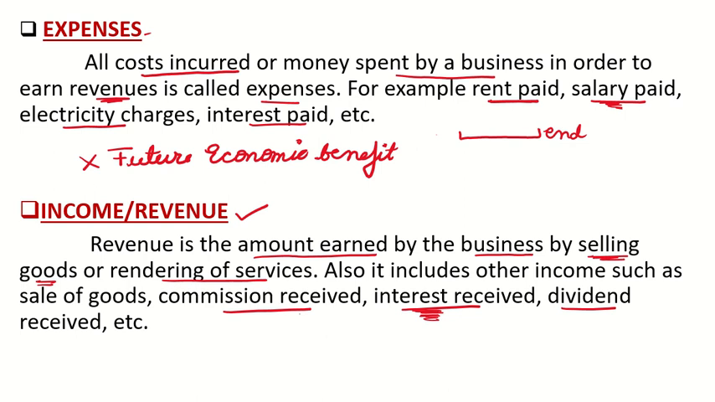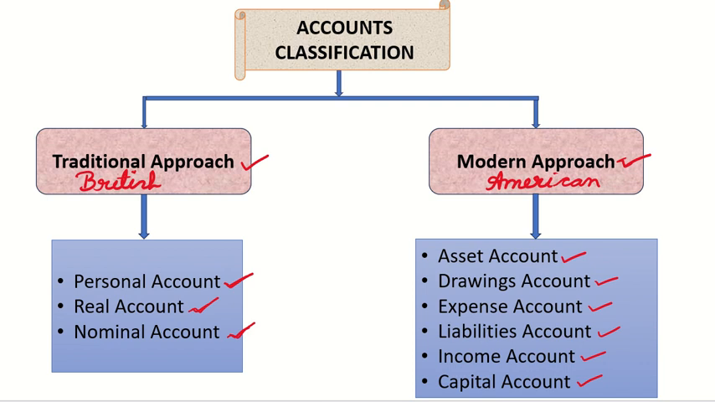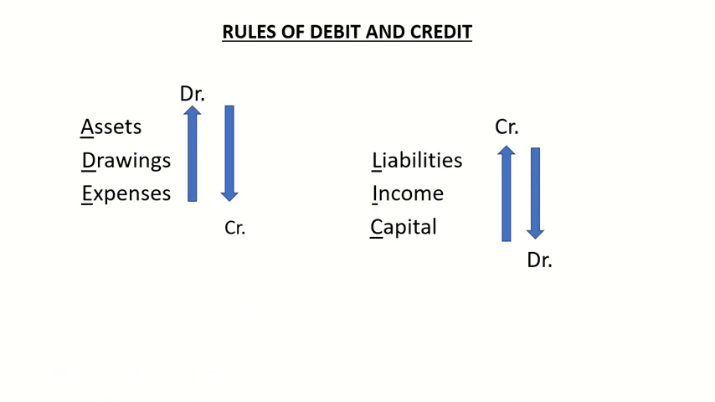In the same way, commission received and dividend received, these are all what? The incomes to the company. Fine. So this was the meaning of all these types of accounts. Now we will see the rules behind it, how to apply the rules.